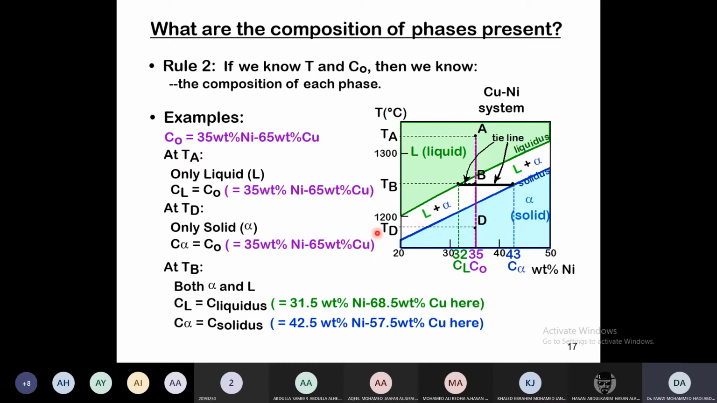The same thing also stands when we are at temperature TD. TD will be whatever temperature makes the material be in the single phase solid region here. If you are at temperature TD and composition 35% by weight nickel, again, how many phases do you have here? You have one phase. What is that phase? It is the alpha solid solution. What is the composition of this phase? It's 35%, the composition of the alloy again. If you have a single phase, then it will take the composition of the alloy.